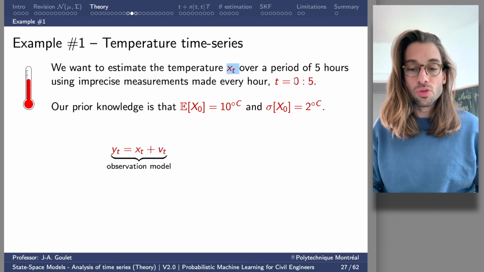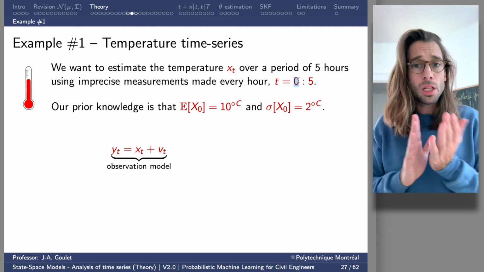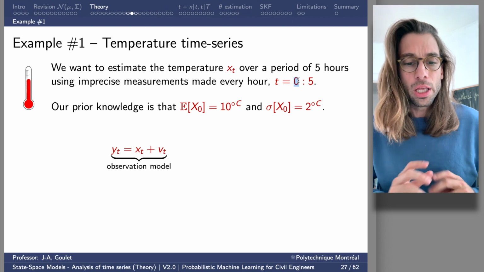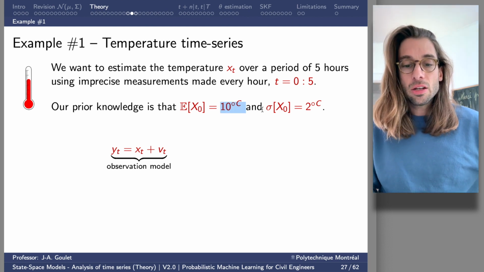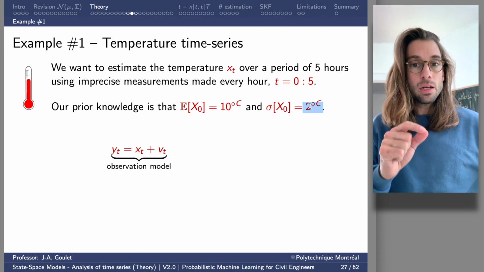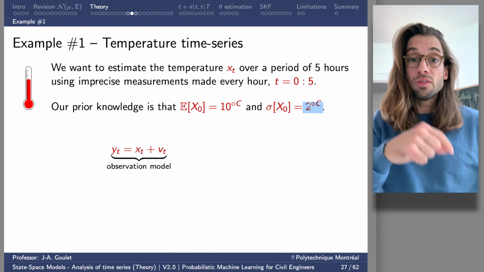So t goes from 0 to 5, 0 being only our prior knowledge. Let's assume that here our prior knowledge was simply that the expected value was 10 degrees Celsius and the standard deviation is 2 degrees Celsius. This, keep in mind, doesn't represent the variability of the temperature.